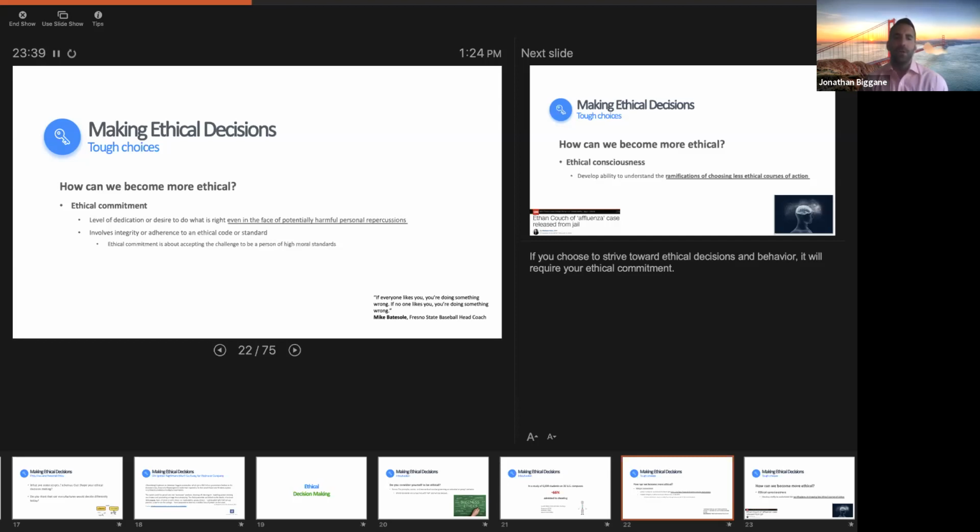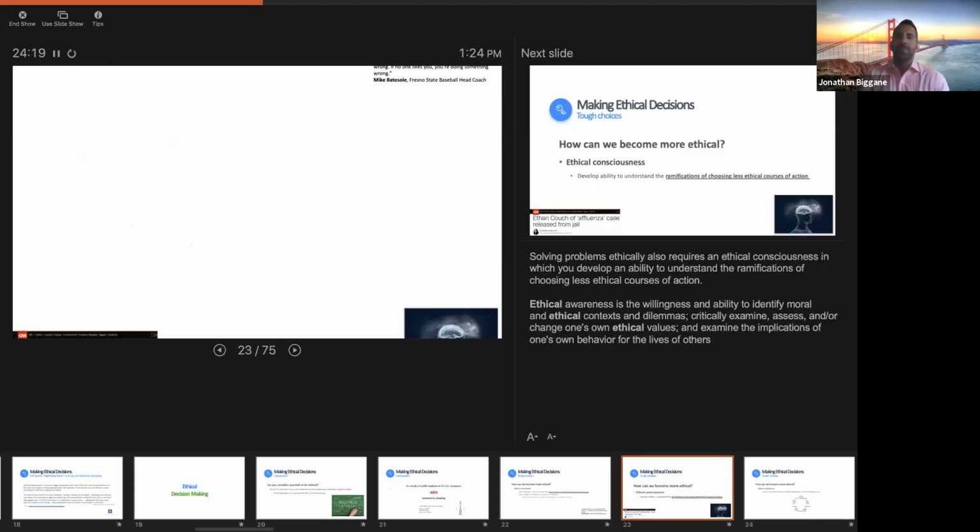One quote that I really liked was from our baseball head coach here. He said, if everyone likes you, you're doing something wrong. If no one likes you, you're doing something wrong. And I think that's really important because if we're so worried about cohesiveness, about being agreeable and being liked, it's going to be hard to always act ethically. When someone says a racist or discriminatory thing, or makes a comment that we probably should speak up about, it's easy to let it slide when we don't want to rock the boat, when we want people to like us. It's hard to be ethical. It's hard to step up and do what's right all the time.